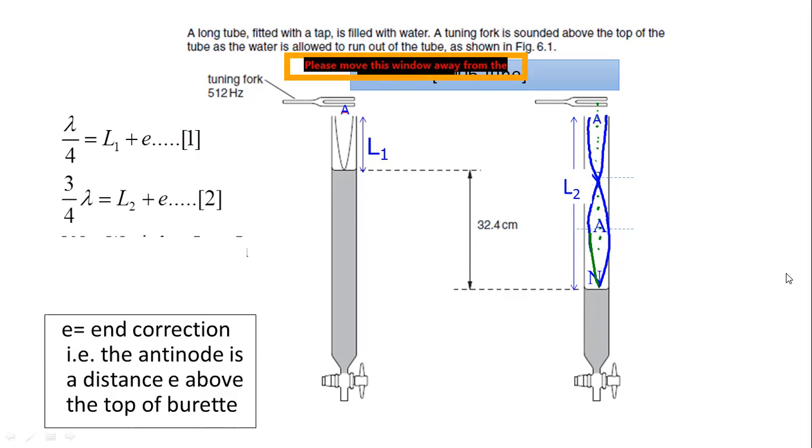So 3/4 lambda, the same wavelength, is 3/4 of a wavelength, and this is L2 plus your end correction. So we subtract 2 minus 1: 3/4 minus a quarter wavelength, we get half a wavelength. E and E will cancel off. So L2 minus L1, that's why we get this formula. Then we can calculate our lambda. We cannot use L1 alone to calculate lambda because of the end correction.